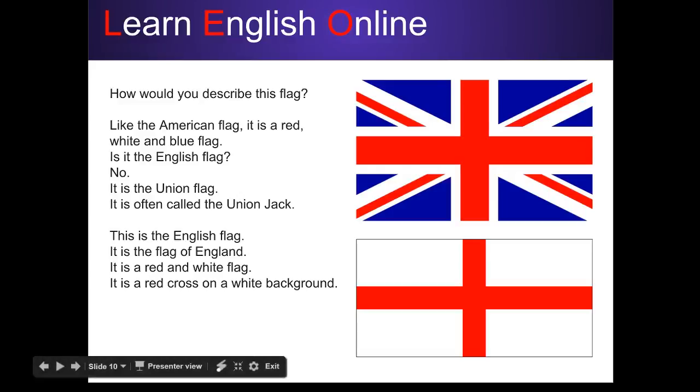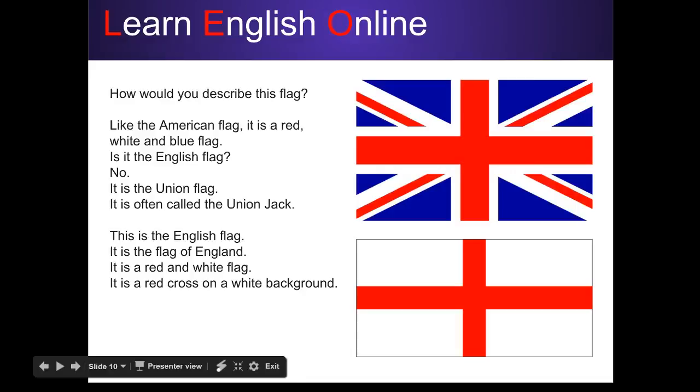It's a red, white and blue flag. So how would you describe it? It's a red, white and blue flag. But there are no stars. So, what flag is it? What country is this the flag of?